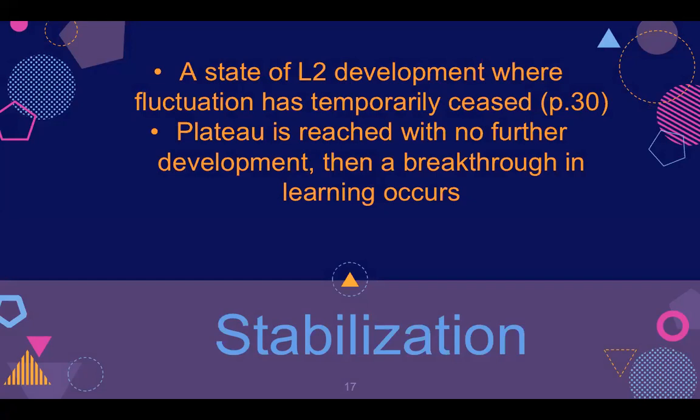Stabilization is another term used in SLA. So this describes a state of L2 development where fluctuation has temporarily ceased. So this is different from fossilization in that it's not permanently ceased. So they kind of are going up and up. They reach a flat plateau, and then all of a sudden a breakthrough in learning occurs and they move up and up again.